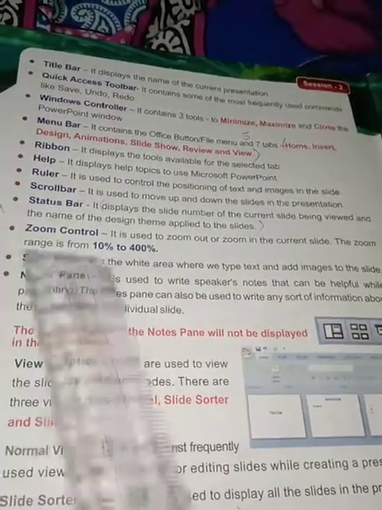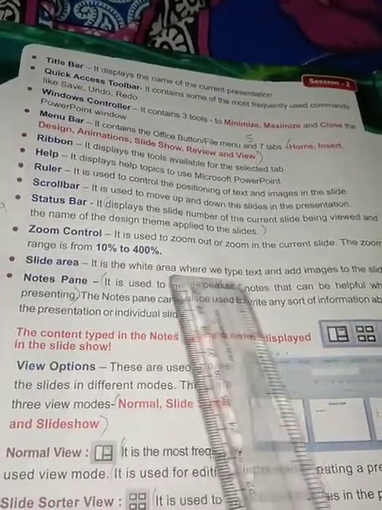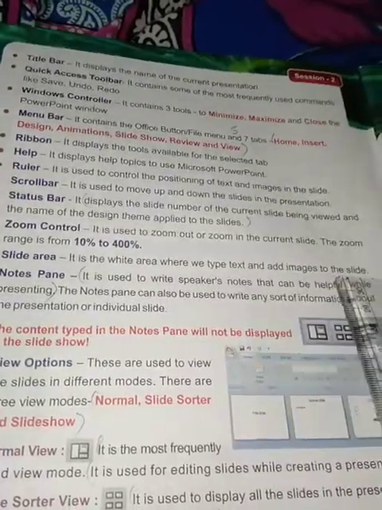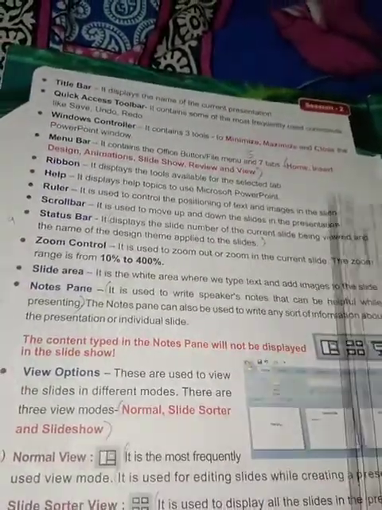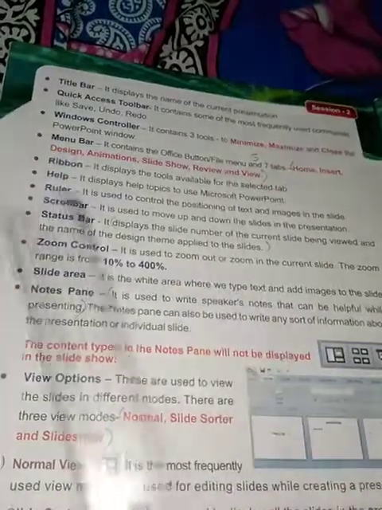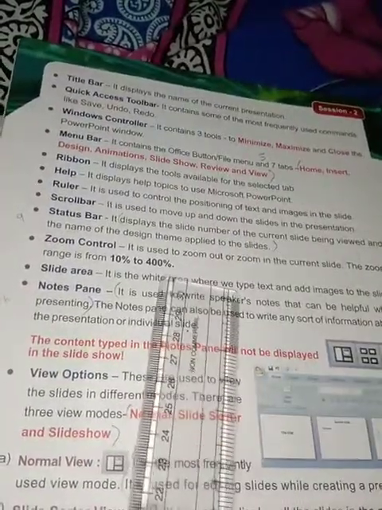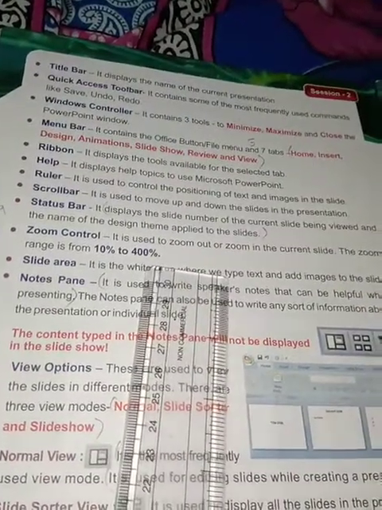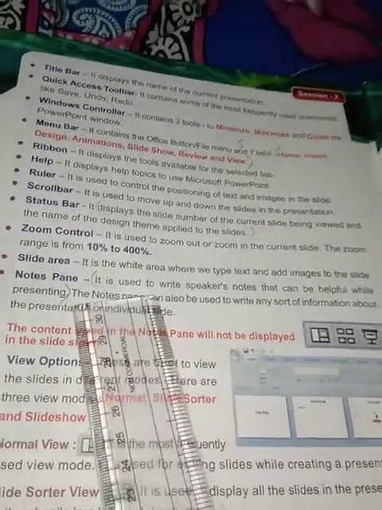Next, slide area. It is the white area where we type text and add images to the slide. So this is a plain slide. This is the slide area. On this whole page you can add text, images, audio, videos as per your requirement.